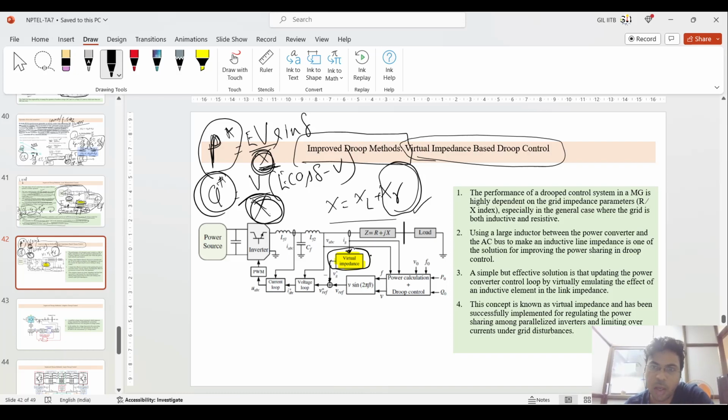Okay, so this performance of the group control, the microgrid system, this VG star reference are very important. In the microgrid system, the grid is mostly R by X, so the grid is mostly resistive.